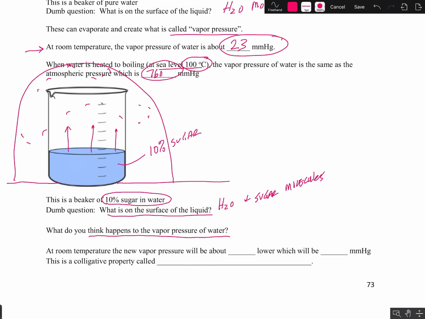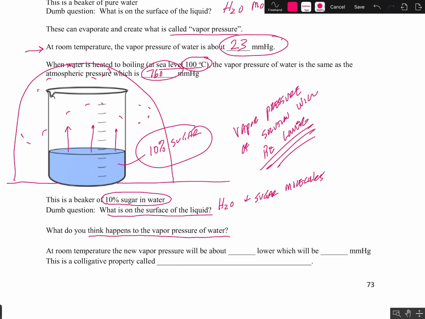They can't. So the vapor pressure of the solution will be lower. Guess how much lower? That's right. It will be 10% lower. Because 10% of the molecules on the surface of the liquid are now sugar instead of water. So the vapor pressure will no longer be 23 millimeters of mercury at room temperature.